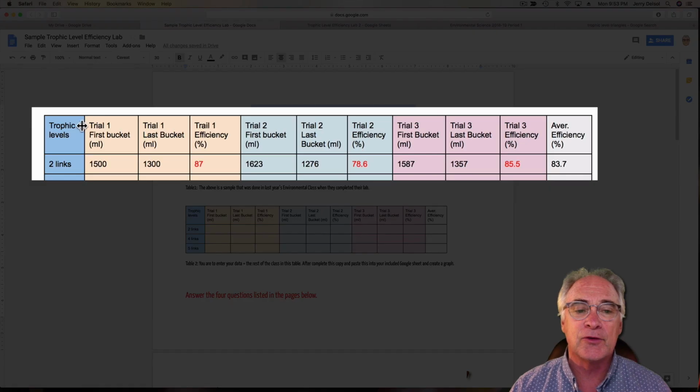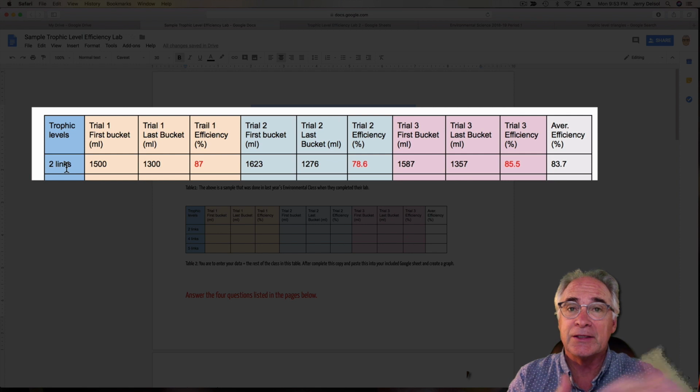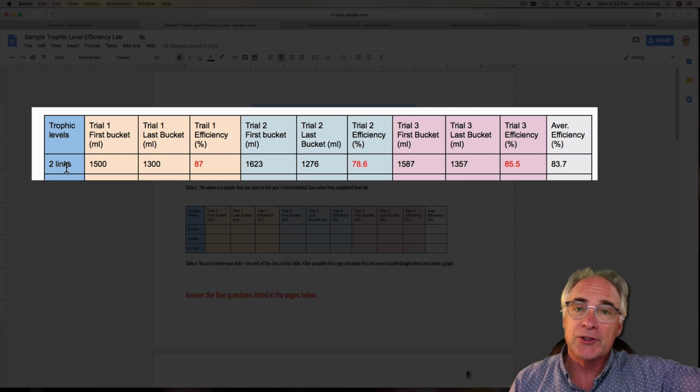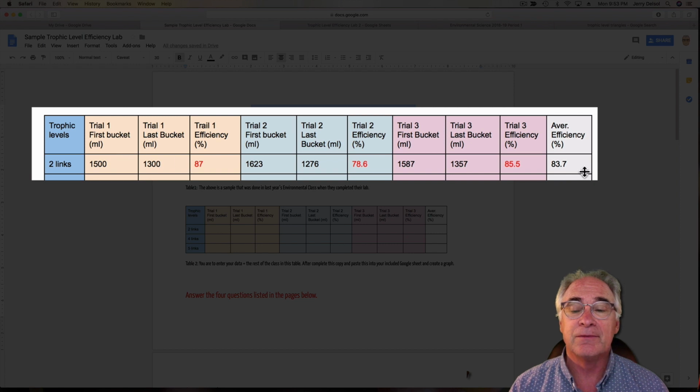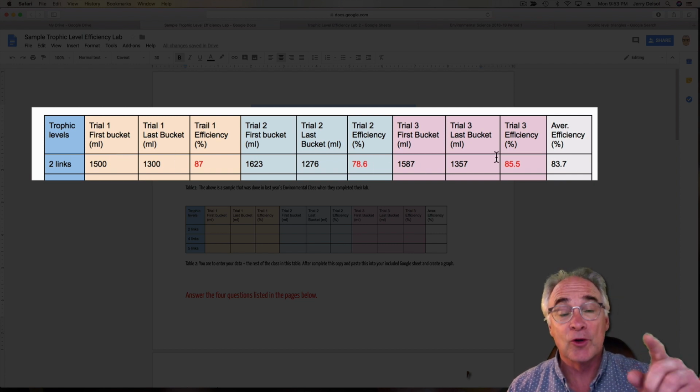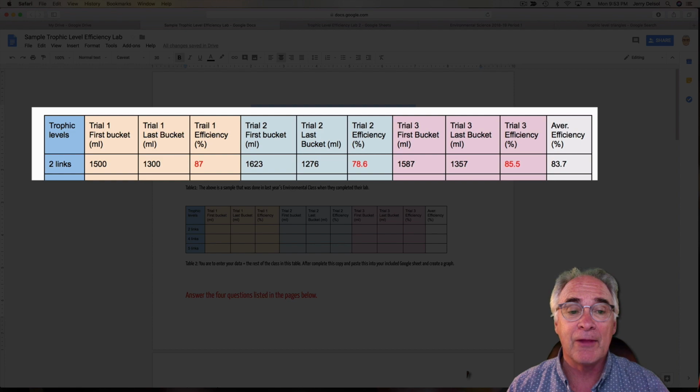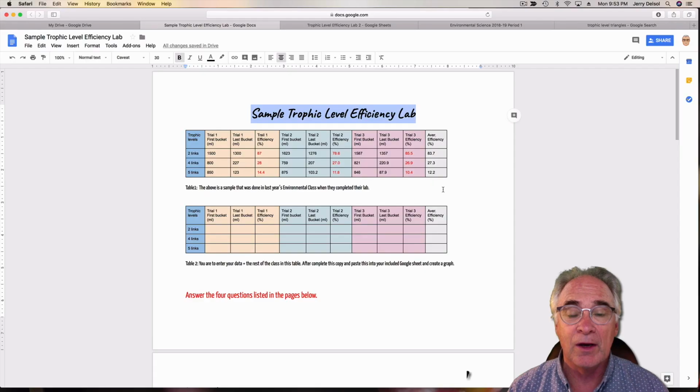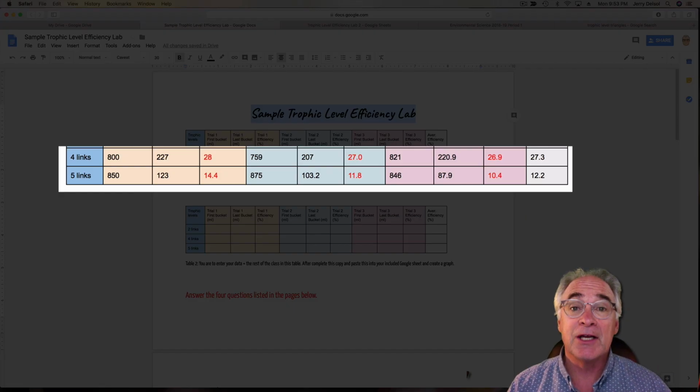Notice in trial number one, let's say you were a two-link team, that you had basically two buckets in between your starting and ending point. This is what this team did. That line right there, that was your particular team. I want you to gather from the other teams as well. So if you haven't done so already, go ahead and transfer your data to whatever team you were on, and then get the other teams to share with you as well.